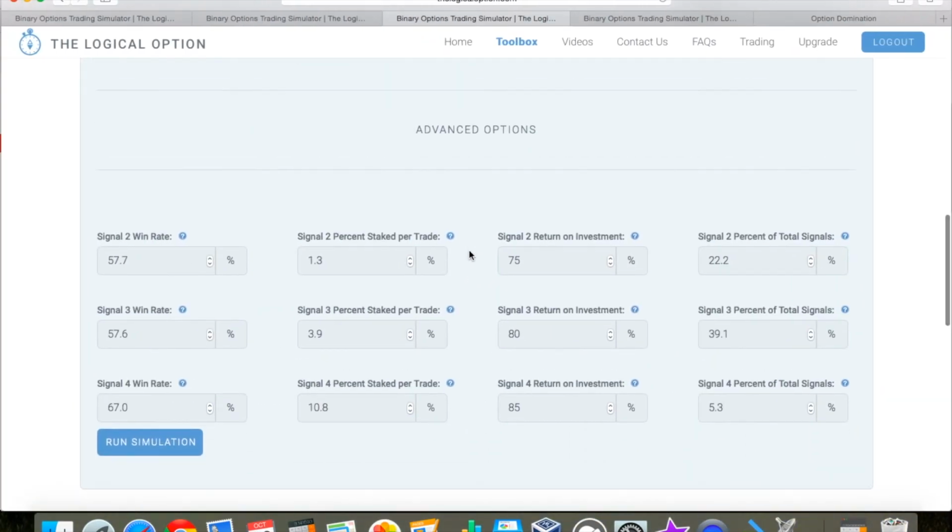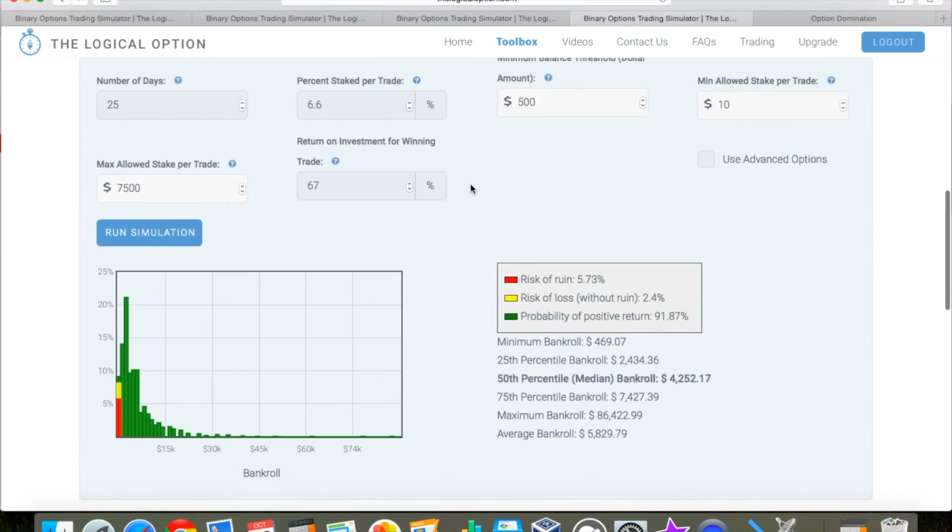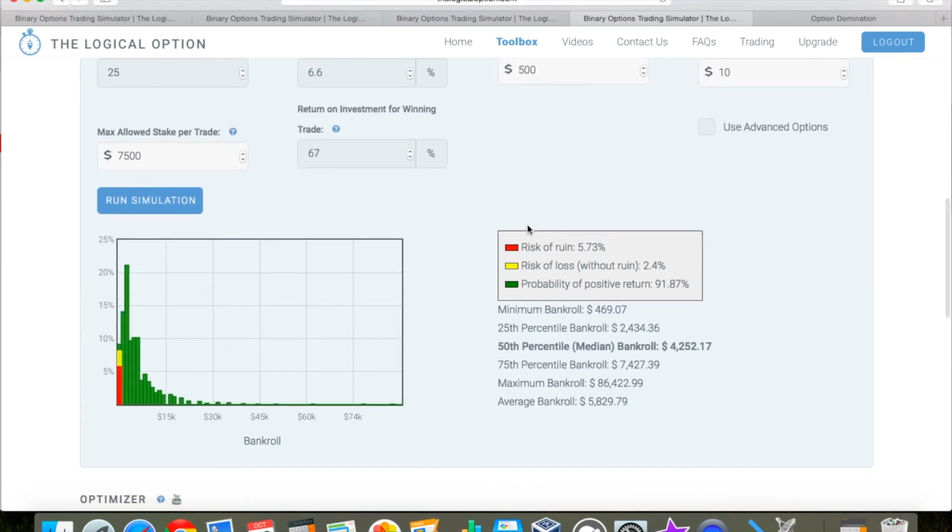So now, after you run this, you'll end up with the distribution here. Again, the risk of ruin is about 5%, but then the risk of loss without ruin is only 2.4, so that went down quite a bit. And then this is where we get a big jump. So the median bankroll after trading on a spread jumped to 4,200.